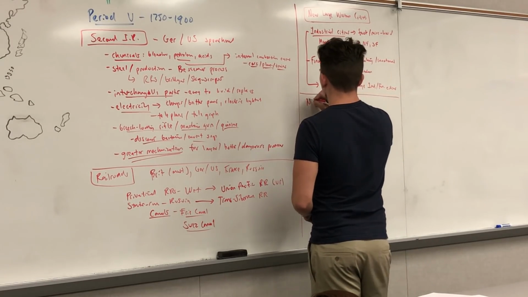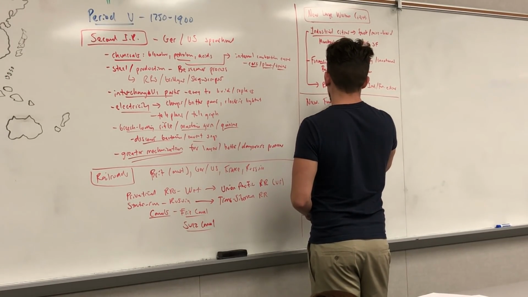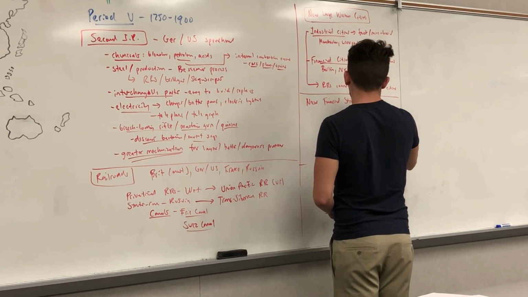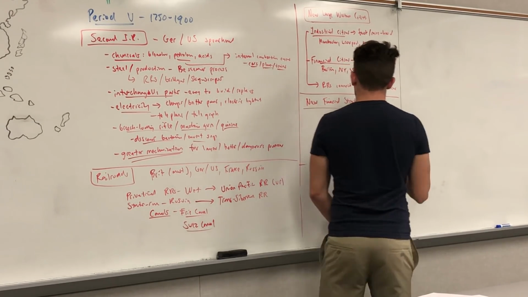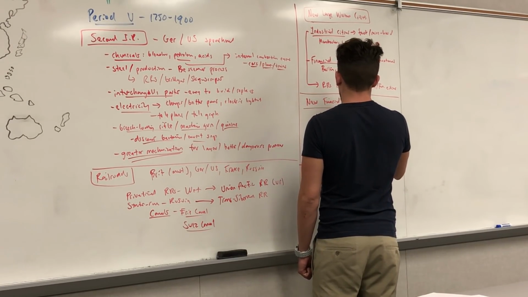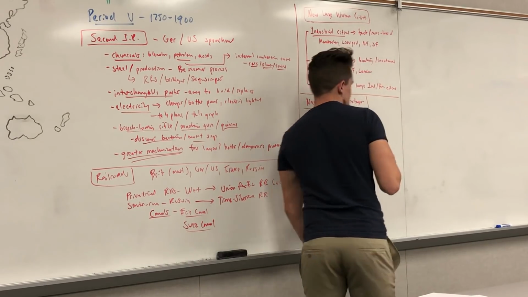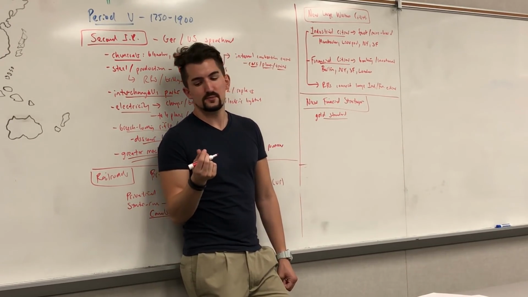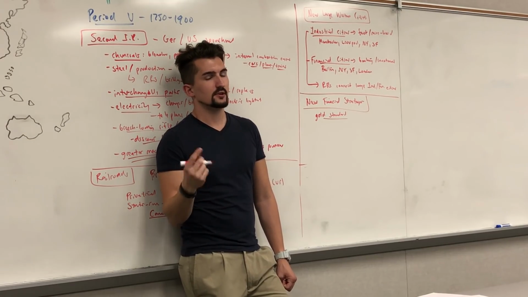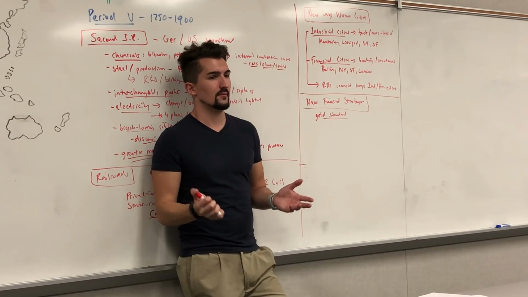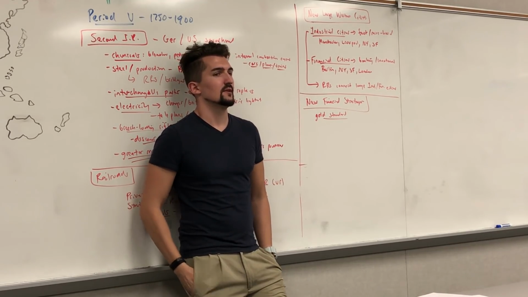I also have new financial strategies and institutions. First one is what's called the gold standard. The gold standard requires your country to only have as much money available, like paper money, as your country has in gold reserves. Now, why the hell would we do that? What's that trying to prevent?